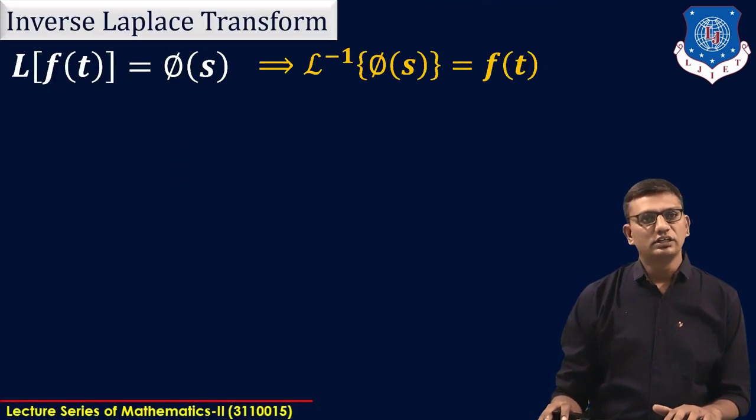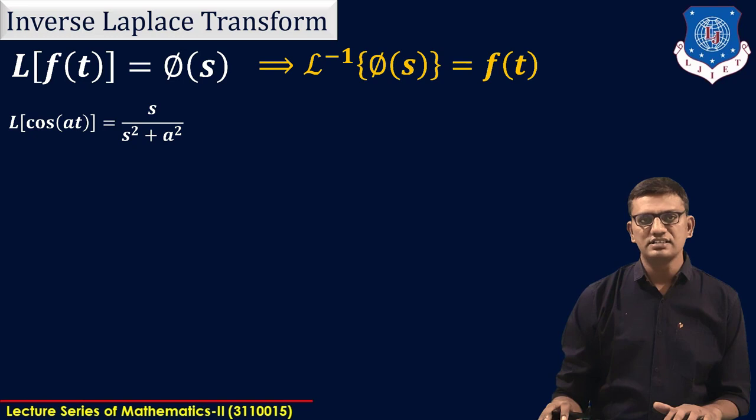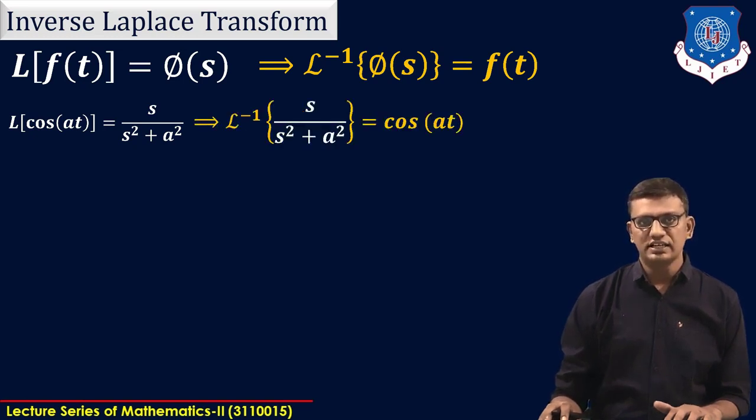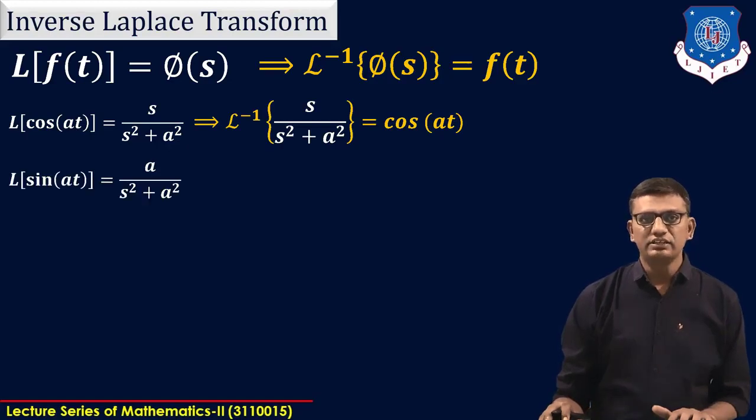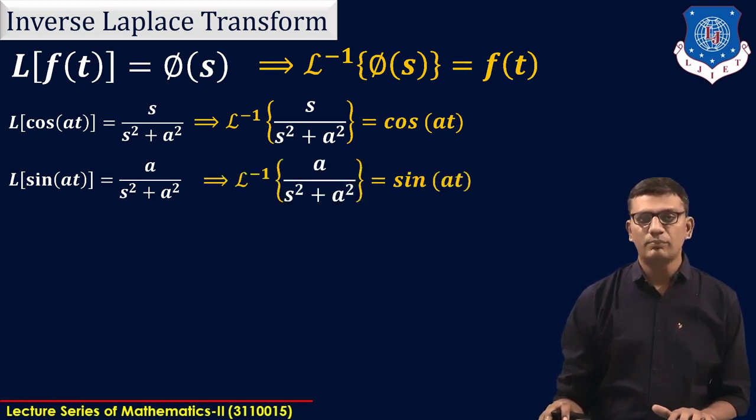Now we have some more formulas on inverse Laplace. Here Laplace of cos at is s upon s square plus a square. Then we can say that inverse Laplace of s upon s square plus a square will be cos at. As we know that Laplace of sin at is a upon s square plus a square, that implies inverse Laplace of a upon s square plus a square is sin at.